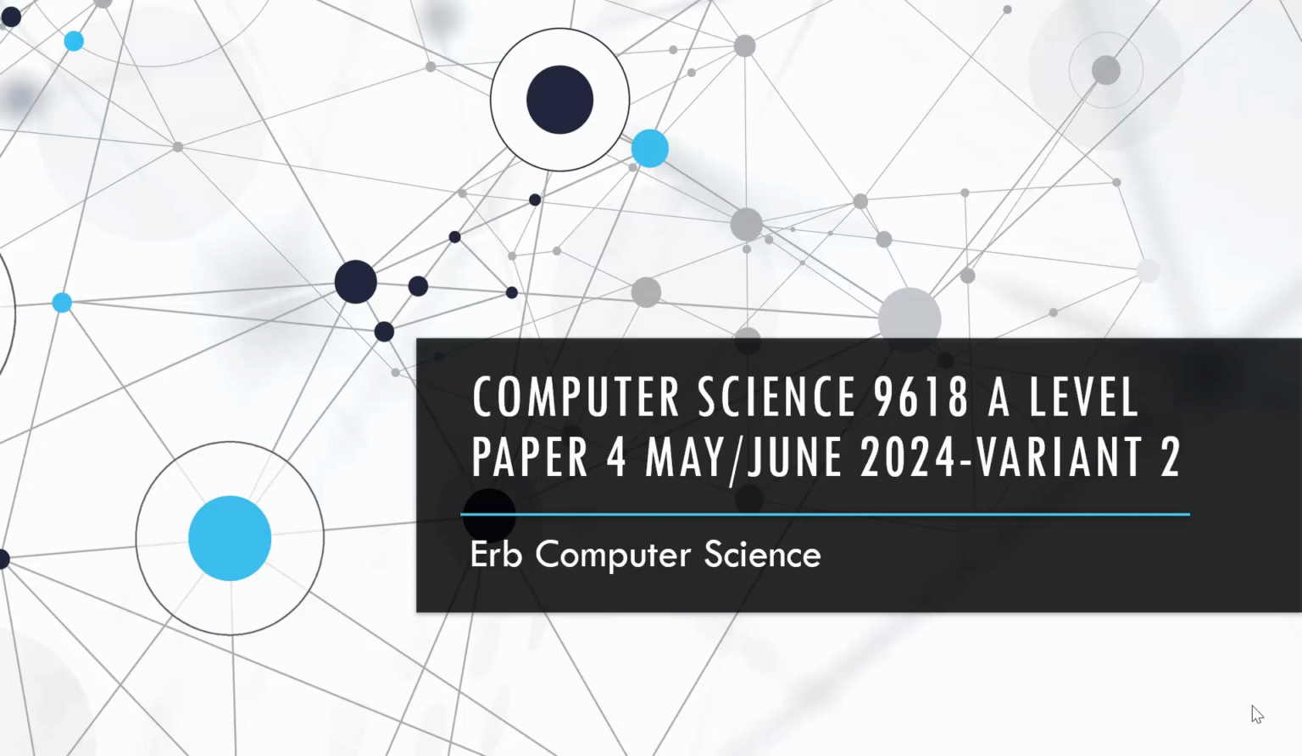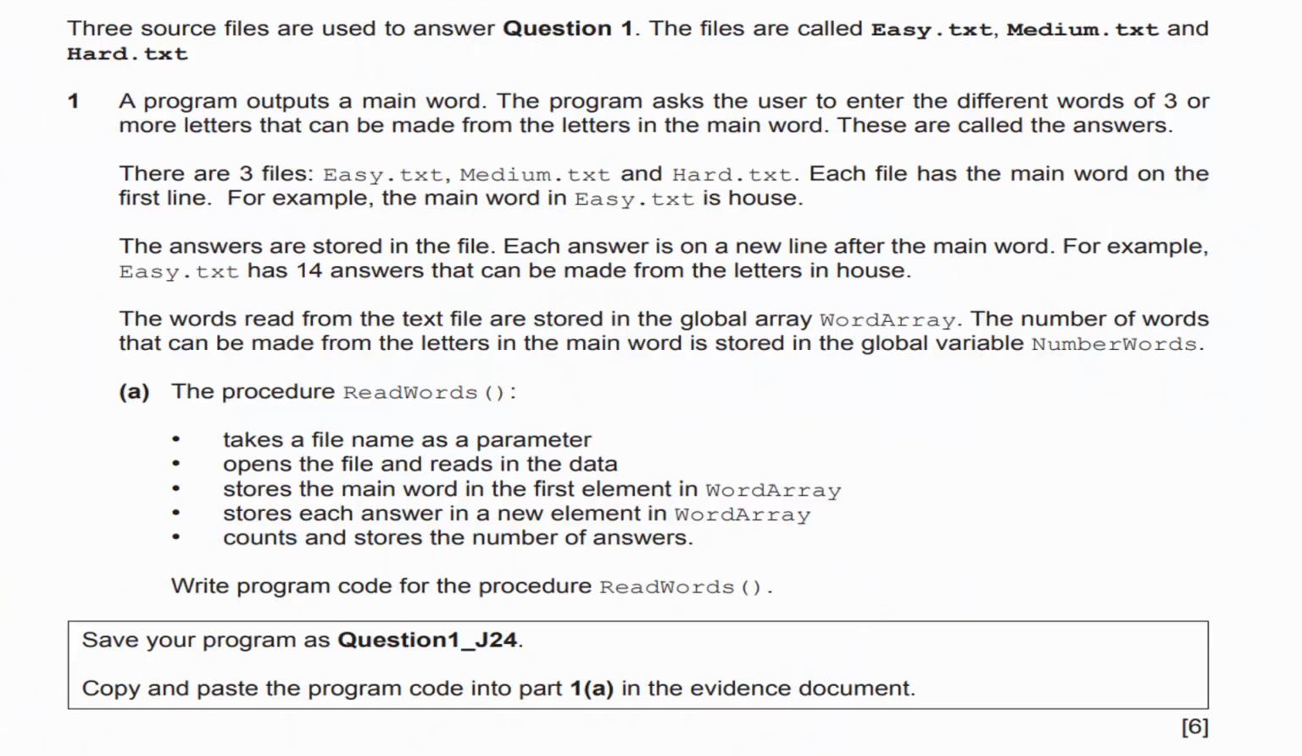In this video for Computer Science 9618 A-Level, we're going to take a look at another paper for a walkthrough. This one's going to focus on the May-June 2024 exam, variant 2. We just did variant 1 a little while ago, so this one is variant 2. So let's go ahead and jump into question 1.